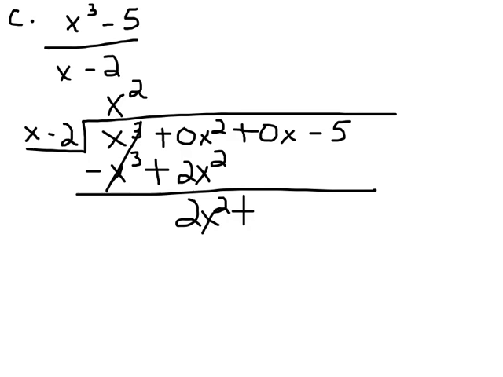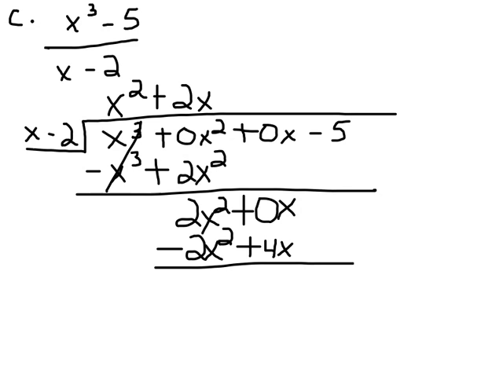Bring down the next term. Start all over again. X times 2x is 2x squared. We'll change that sign. 2x times negative 2 is negative 4x. We're going to change it to positive. Do our subtraction and addition. 4x. Bring down our last term. Minus 5.